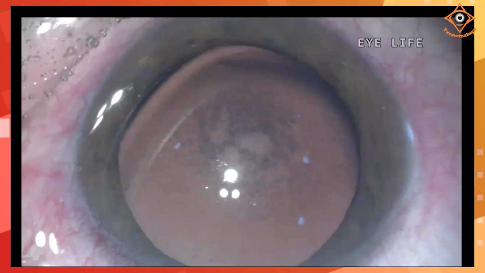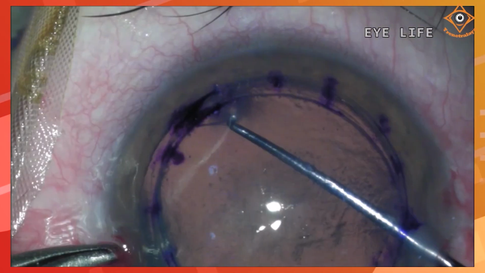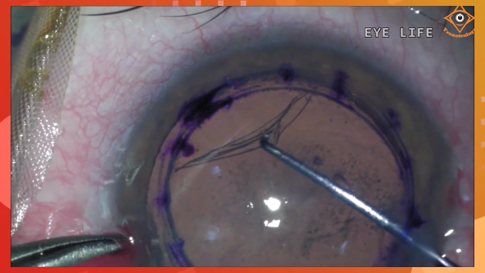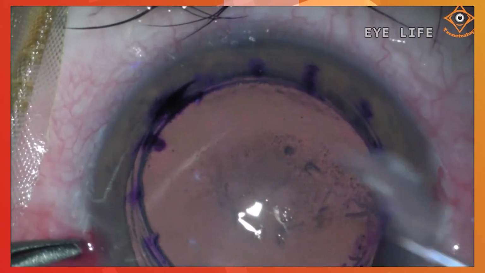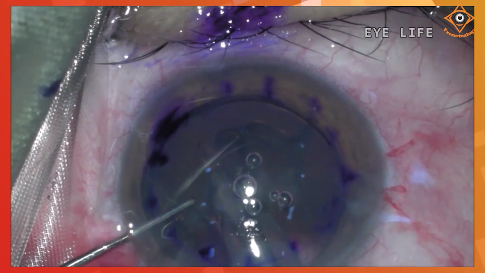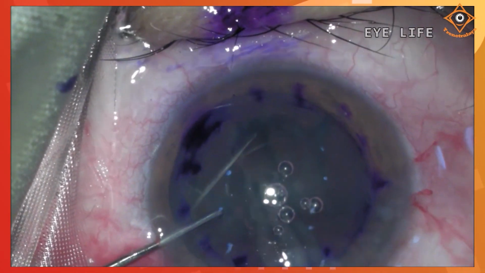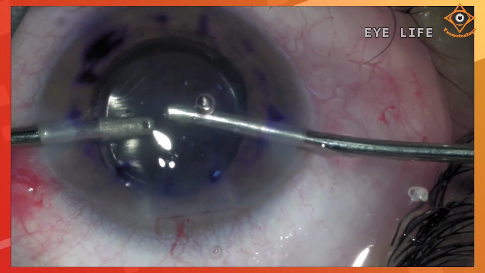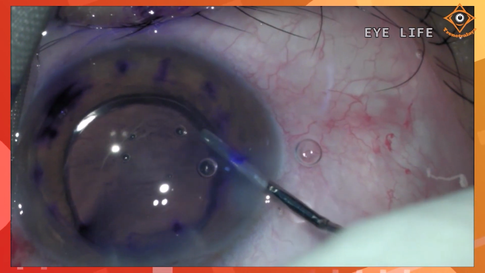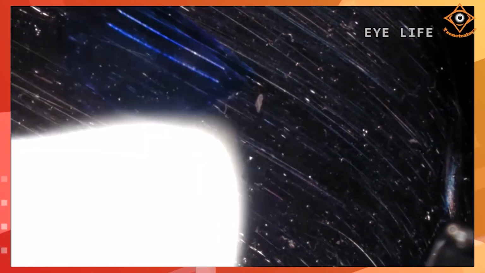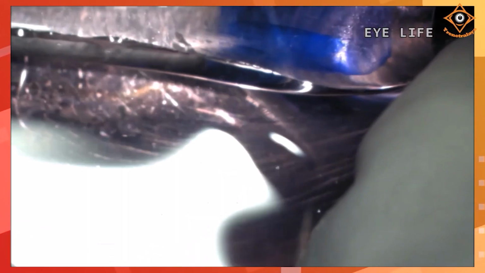protective. This was another case which had advanced Fuchs, and we planned for a combined procedure. As you can see, there are extensive guttae. So we planned for a DMEK along with phacoemulsification. We peel off the Descemet membrane first, in toto, and then the phacoemulsification is done as planned. The hydrophobic acrylic IOL has been implanted, and we constrict the pupil after that using pilocarpine. This is the DMEK scroll, which is being injected into the anterior chamber using the Melles injector.